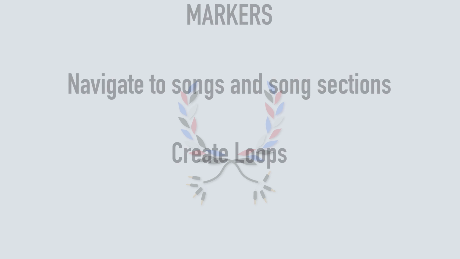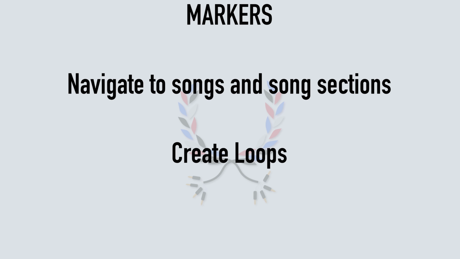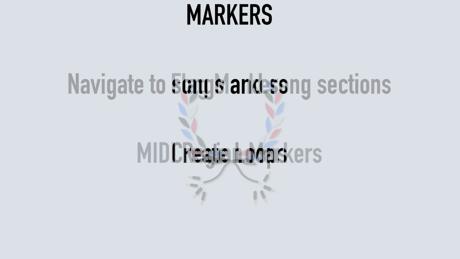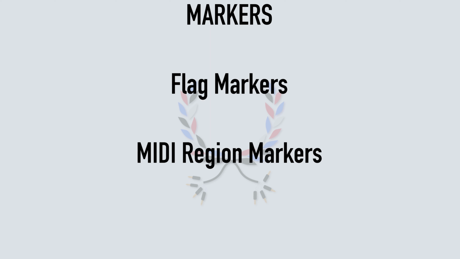All right, guys, let's talk about how to create markers in Ableton Live. Now, this is one of those versatile functions in Ableton that we can use to do a couple of different things. Now, what do we use markers for? We use markers to navigate to songs and song sections more easily. We also use markers to create loops. Now, there are two types of markers that we can create. We have flag markers and MIDI region markers.